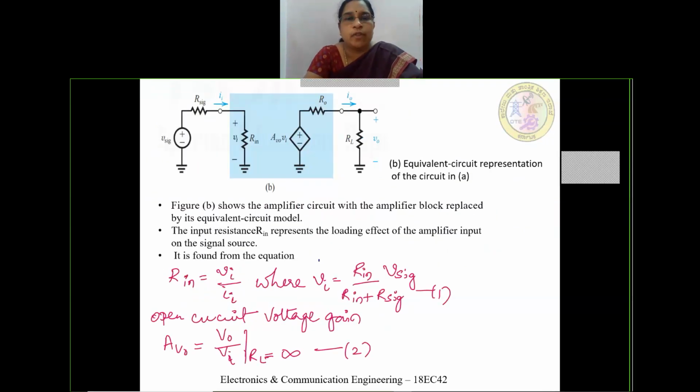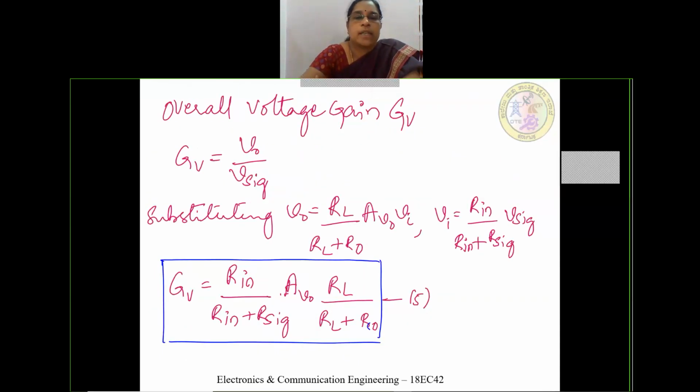Just go through this. See, if you are taking the ratio of V naught by Vi, just observe the circuit shown in figure B. If it is the ratio of V naught by Vi, it is the AV, that is the voltage gain of the amplifier proper. Whereas if you are taking the ratio of V naught to V signal, then it is called the overall voltage gain of the amplifier. So when we say overall, then we need to consider the applied input signal to the amplifier, that is VSIG or V signal. So coming back to this definition, we have GV equal to V naught by V signal.